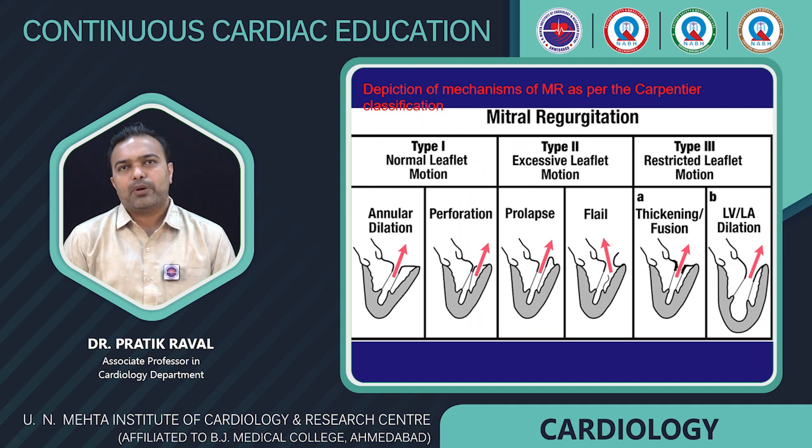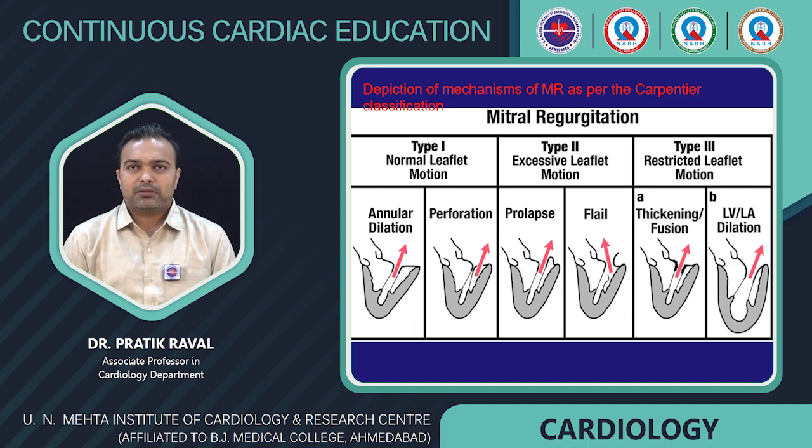According to the Carpentier classification, the mechanism of mitral regurgitation can be broadly divided into 3 types. Type 1 MR results in the presence of normal leaflet motion. Examples include annular dilatation and perforation of the leaflet in patients with infective endocarditis. Type 2 MR results from excessive leaflet motion. The classical examples include mitral valve prolapse and flail mitral leaflet in the presence of ruptured chorda or papillary muscle.